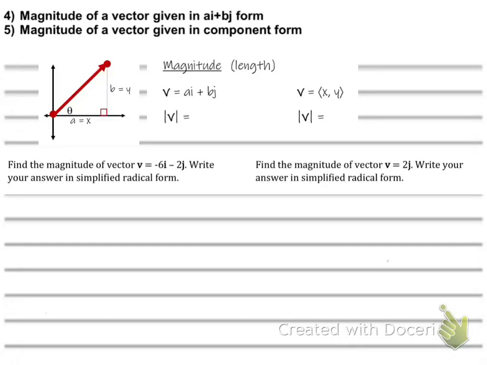So now let's talk about magnitude. The magnitude of a vector is its length, okay? So again, this is the same picture we've seen before, right? A at the bottom, or X is our horizontal distance, Y is our vertical distance. So if I wanted to find the length of this vector, what would I use? If I want the hypotenuse, I would use the Pythagorean theorem, right? So it's the square root of x squared plus y squared.